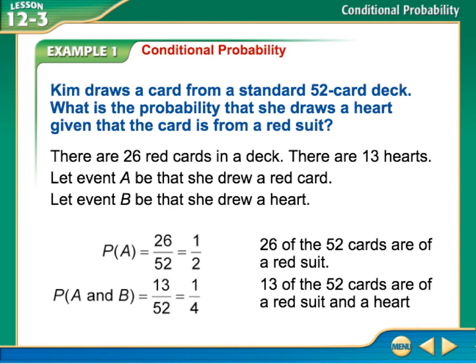Kim draws a card from a standard 52 card deck. What is the probability that she draws a heart given that the card is from a red suit? Well, there are 26 red cards in the deck. There are 13 hearts. If A is the event where she draws the red card, and that's the given part, event B would be that she drew a heart. Well, the probability of A, and that's the bottom one, is 26 over 52. There's 26 red cards, so given that we've drawn a red card half of the time, what's the probability that it is a heart? There are 13 hearts in the deck of cards, and so this is 1/2 and 1/4, and it's going to be 1/2 divided by 1/4.